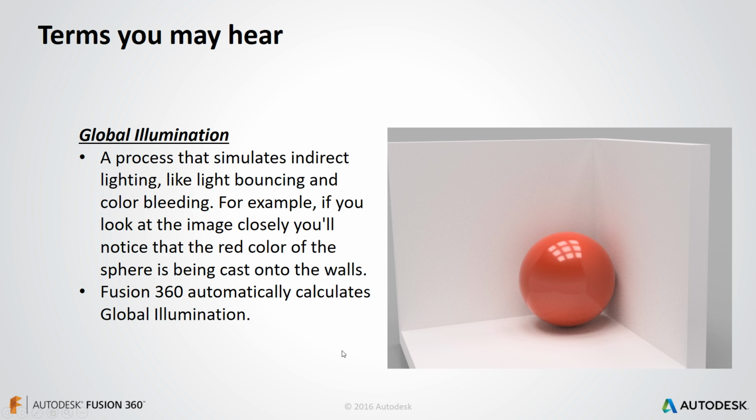So global illumination is a process that simulates indirect lighting. In my example here, I created a white room and I put a red ball in the corner. It might be hard to see on the shared window, but you'll see a little bit of pink reflecting on these walls. Well, the walls aren't reflective. It's actually the light photons bouncing off the ball and casting a little bit of a pink hue onto the wall. This is called global illumination. It creates much more realistic looking renders, and Fusion does it for you automatically. In some other systems, you might actually have to turn this option on.